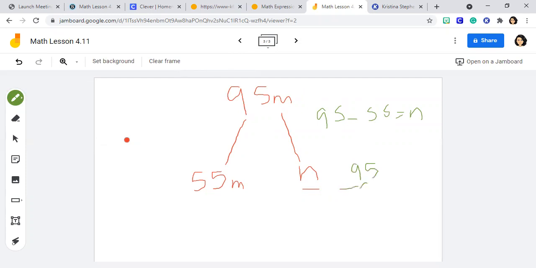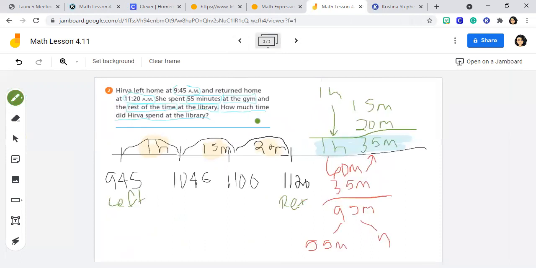95 minus 55. And when I subtract that, I get 40 minutes. So our unknown value is equal to 40 minutes. It's a lot of work for this problem, I know. How much time did Hirva spend at the library? Well, we determined that that unknown amount right there was 40 minutes.